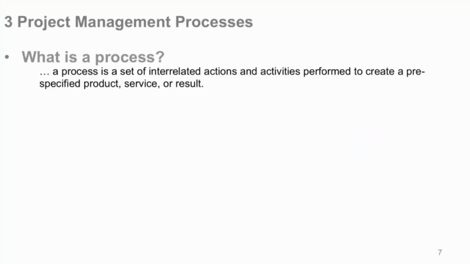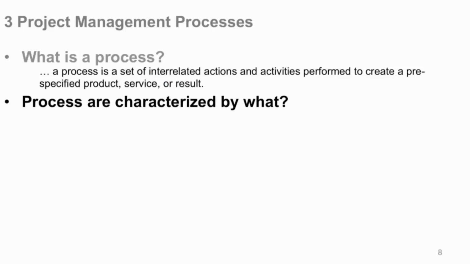So what is a process? Let's read this. This is from PMBOK. A process is a set of interrelated actions and activities that are performed to create a pre-specified product, service, or result. That's a process. You have an input, you have an output, and your input is never the same as your output, or you haven't done anything. So you transform your inputs into your outputs through a set of tools and techniques, some transformative kind of activity to modify your input to what you want as your output, which then will be an input to another process.